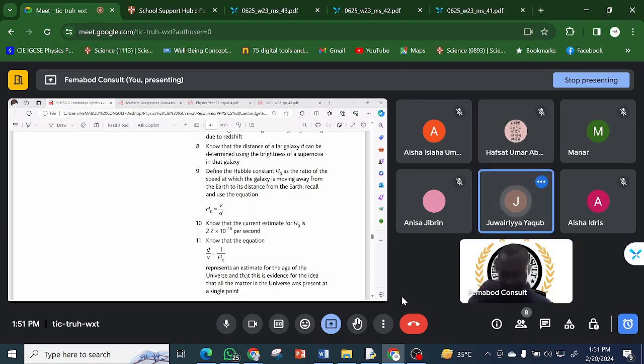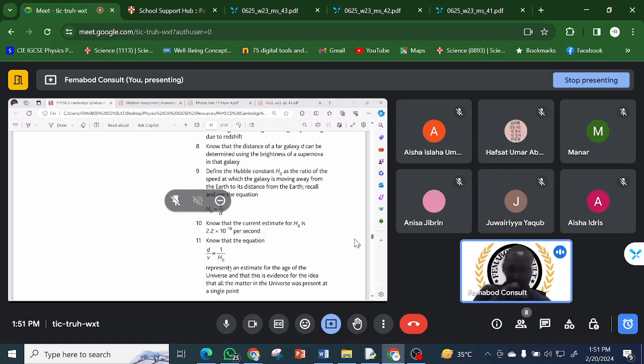H zero equals V over D. Good. So what's the current estimate? That's number 10. Read it out. H zero is 2.2 times 10 raised to power minus 8 per second. Minus 18 actually, please. Very good. So please note that value. They can ask you to state the value. They can ask you to tell us the units. Very important.